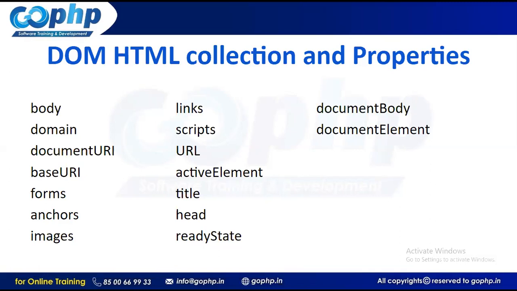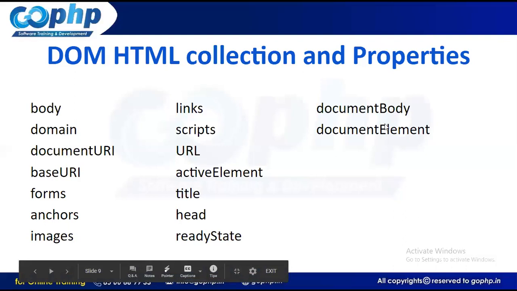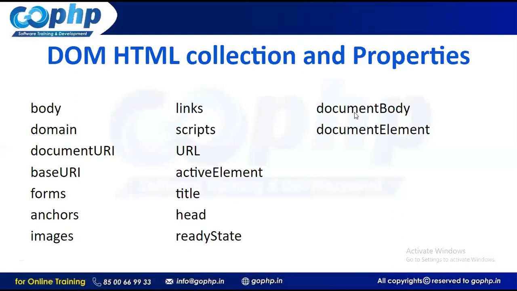So directly these are called forms, anchors, images, links, scripts, which are called HTML collections. How many script tags are there in your document? How many anchor tags are there in your document? Form tags, and document.title, the title of your document, the title of your head section, ready state, and document body, document element. Guys, these two are very important. They will ask us in interviews also, what is the difference between document body and document element, right?